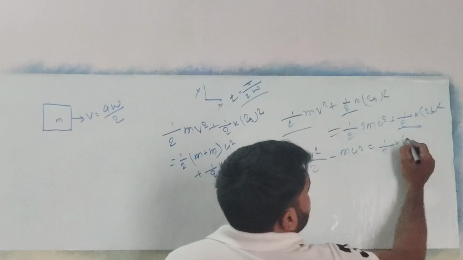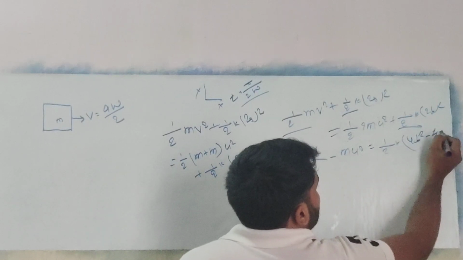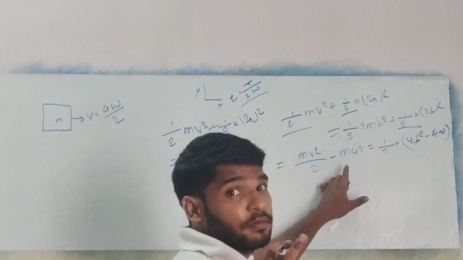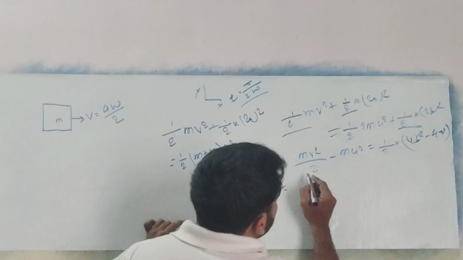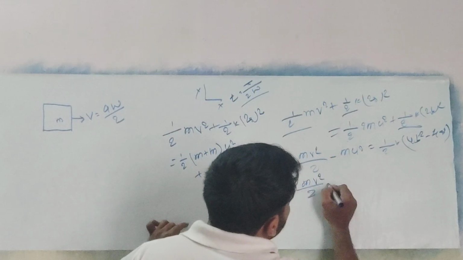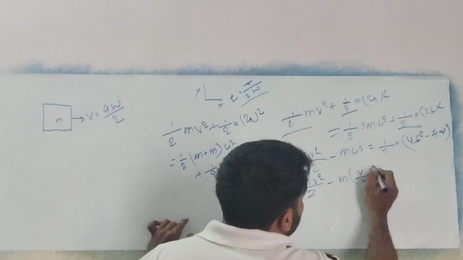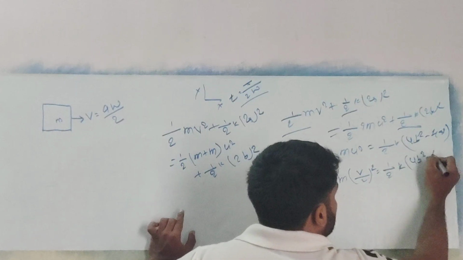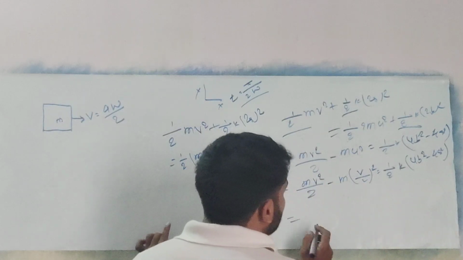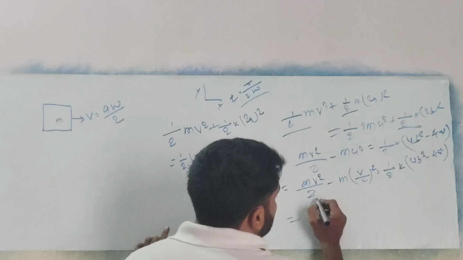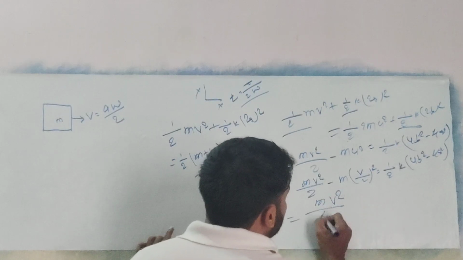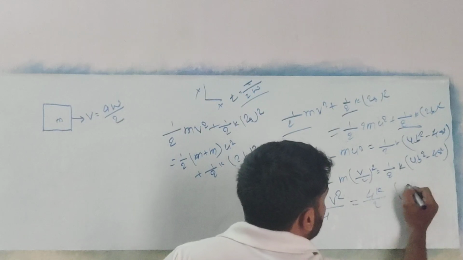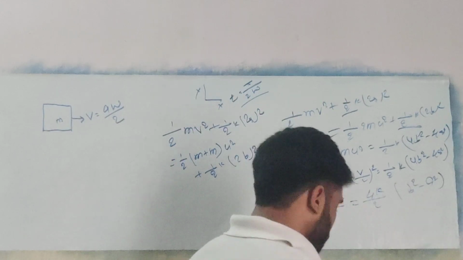Half k here, what will happen? 4b square minus 4a square. Now we will put the value of u here. What was the value of u? u was v by 2. Now m v square by 2 minus m (v by 2) whole square is equal to half k (4b square minus 4a square). After simplifying this, it comes out to be m v square by 4 equals 4k by 2 (b square minus a square).